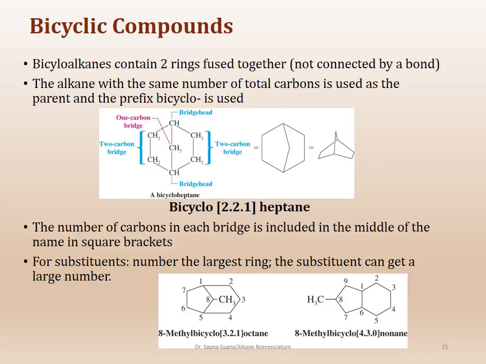Now let's look at a class of compounds which are called the bicyclic compounds. These actually have two rings that are fused together, not connected by a bond, but fused together. So when you look at a bicyclic compound, you really cannot tell where a ring starts and where the other one ends or starts. Okay, and so the nomenclature becomes a little bit different for this.